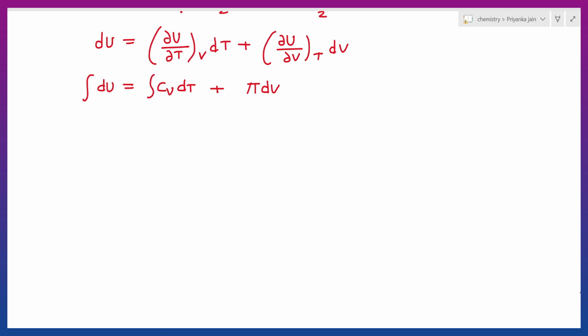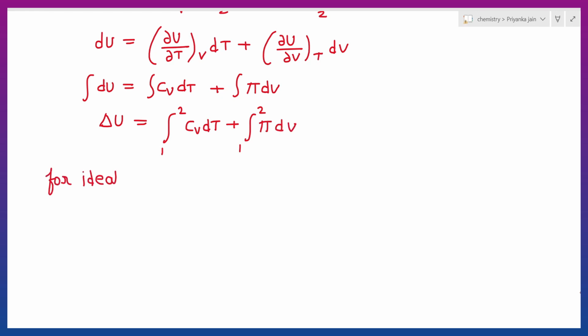Now you can do integration. So you are getting delta U is equal to integral of Cv dT plus integral of pi dV, between state 1 and state 2. So I have put here the 1 and 2 limits. Suppose we are taking the case of an ideal gas. In more general cases, you will be given the ideal gas. So for an ideal gas, we know PV is equal to nRT, right?